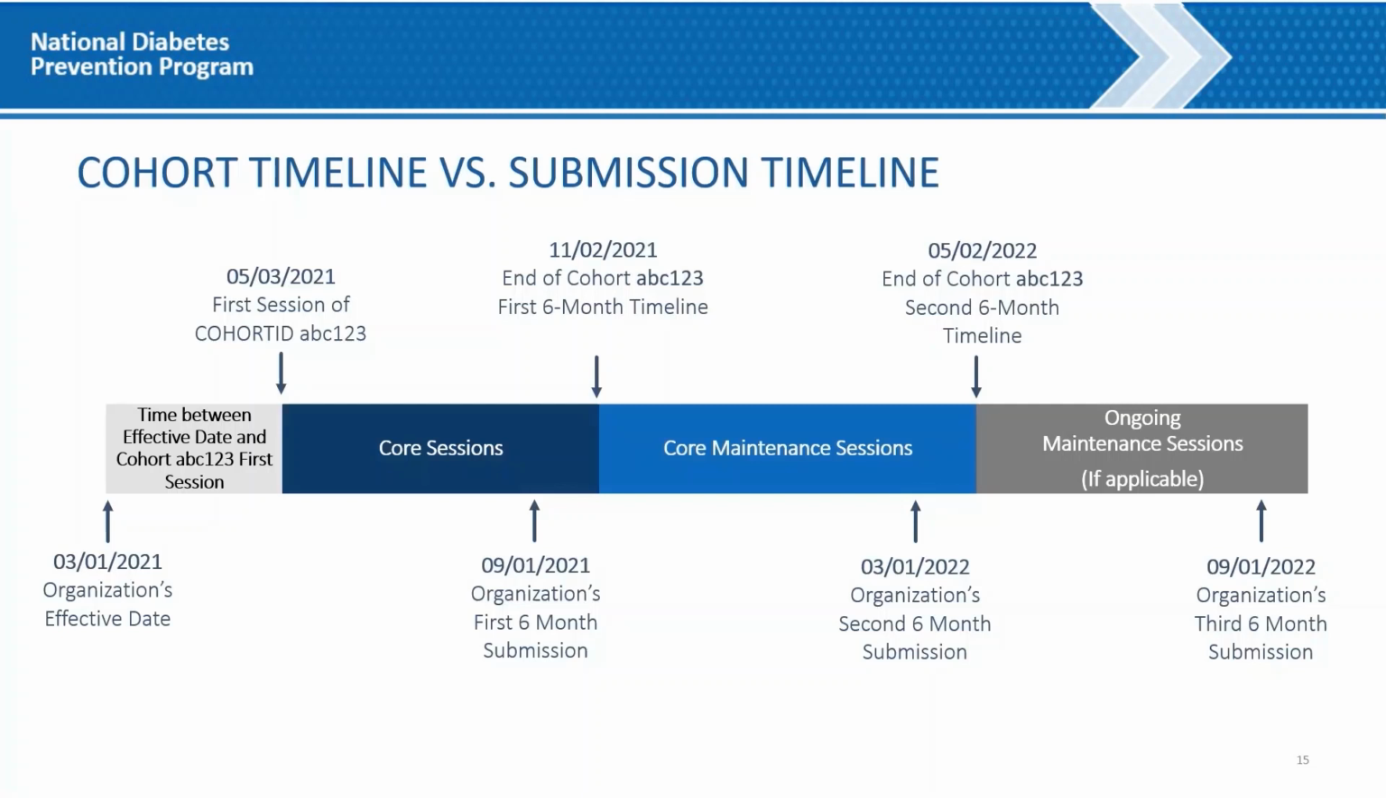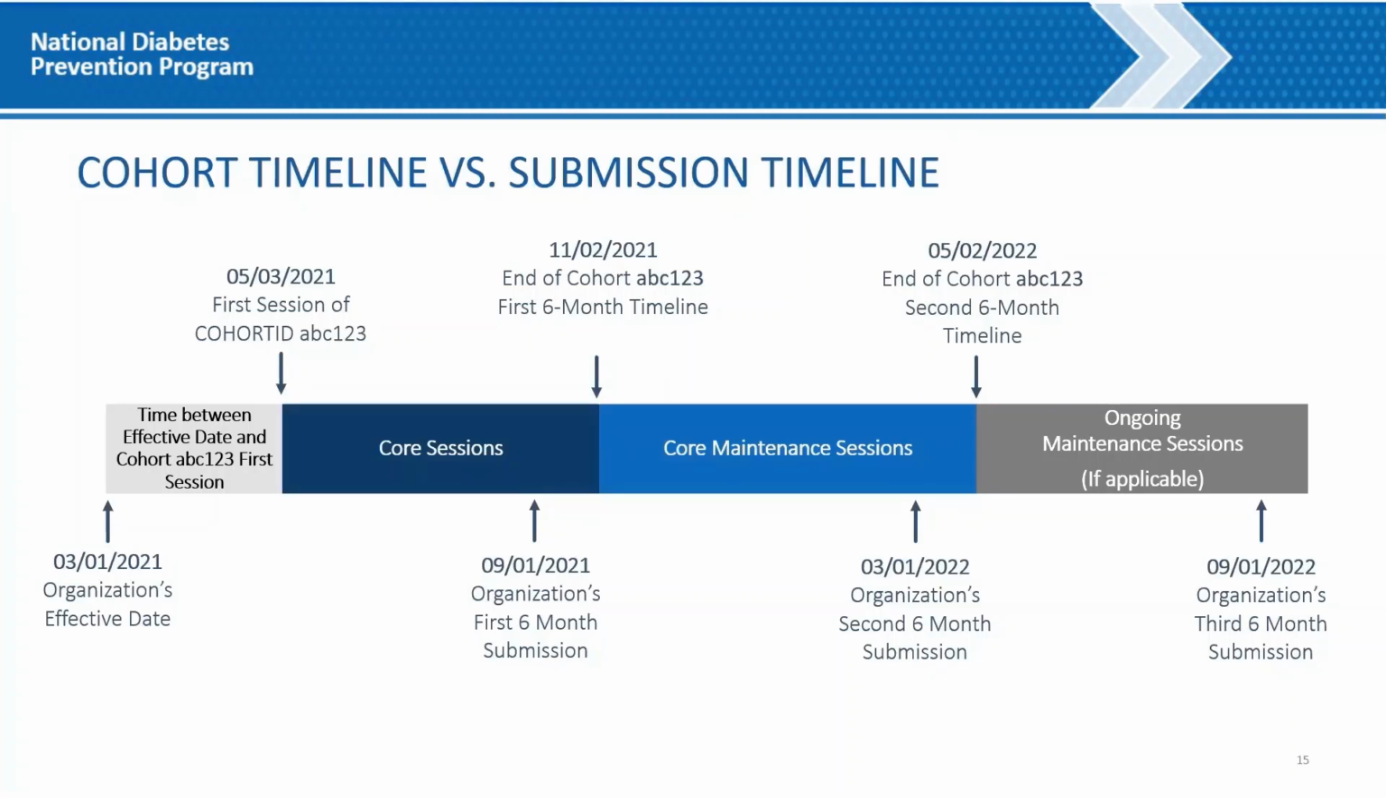In September 2021, the first required 6-month data submission is due but does not line up with the cohort's 6-month timeline. This is okay and will most often be the case. In the first submission due month, an organization will submit anything that has been collected since the approval date, even if it is only 1 or 2 sessions. In this example, in September, the organization will submit everything collected since the cohort's first session date on May 3rd, 2021, even though the core phase is not yet complete.